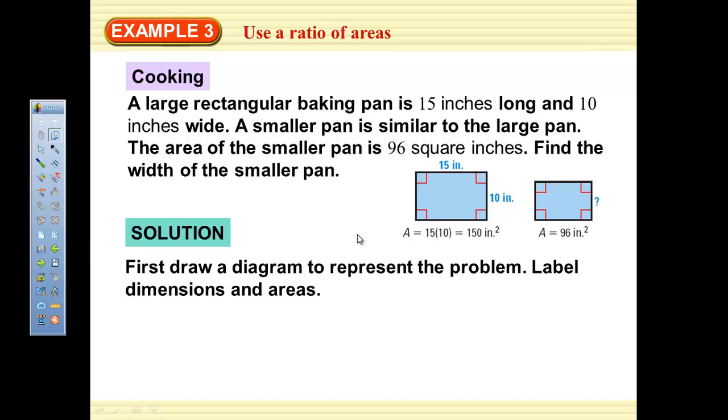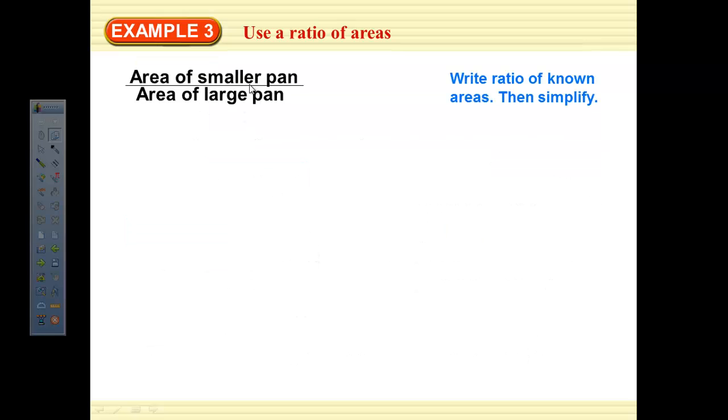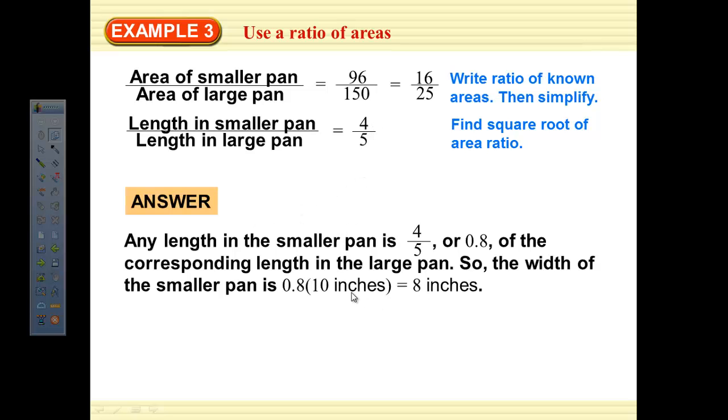So again, going through this, we know that the area ratio is a squared to b squared. We want to find a to b. So we start off with the area ratio, which is 96 to 150, or 16 to 25. They wrote it the reciprocal of what we did, but that's fine. The square root of each of these would be the ratio of the lengths, or the scale factor. That's 4 to 5. And they know that this is equal to 0.8, so we could multiply this times the original, which is 10 inches. So 0.8 of 10 inches gives us the 8 inches there.